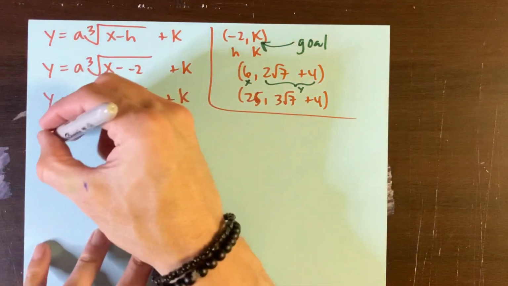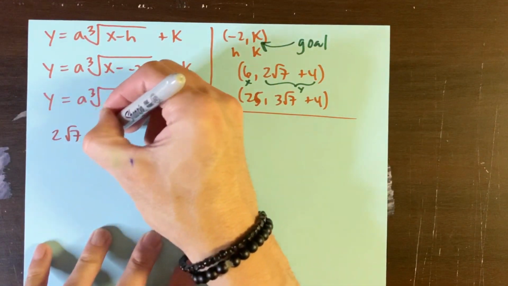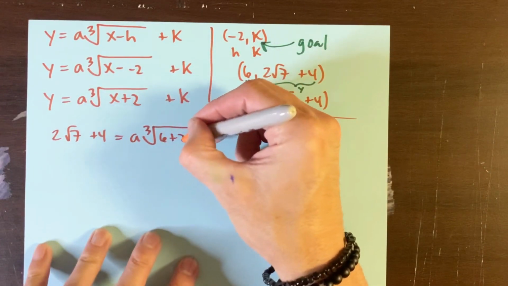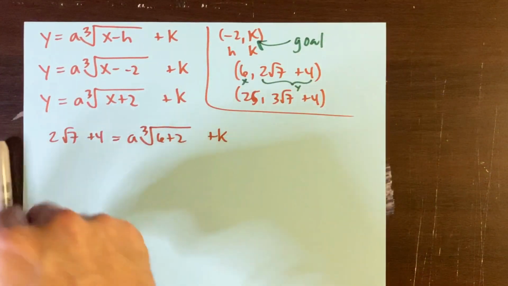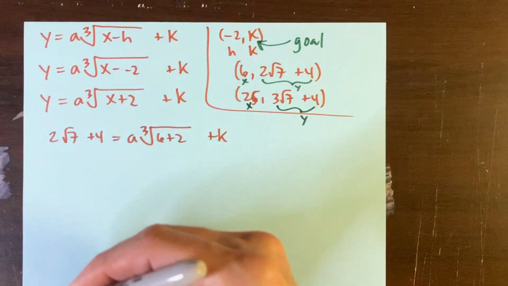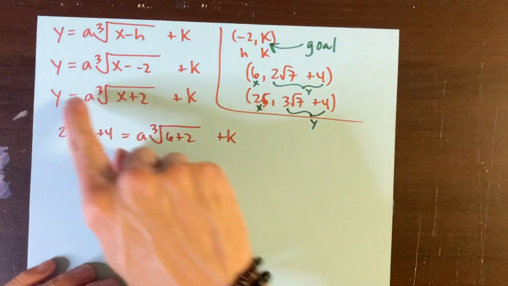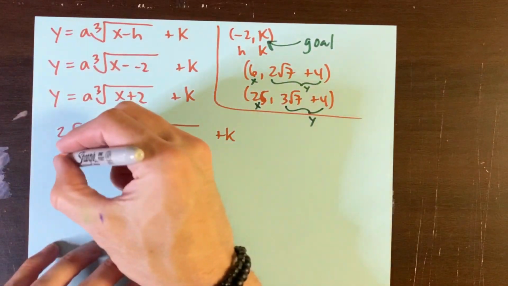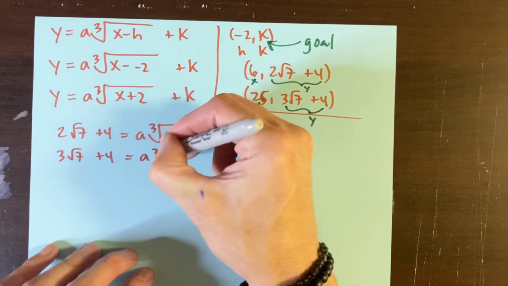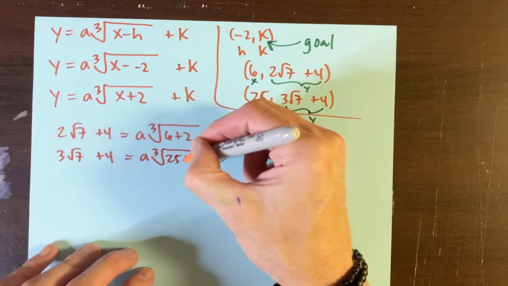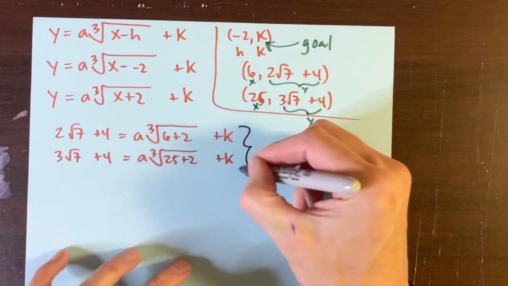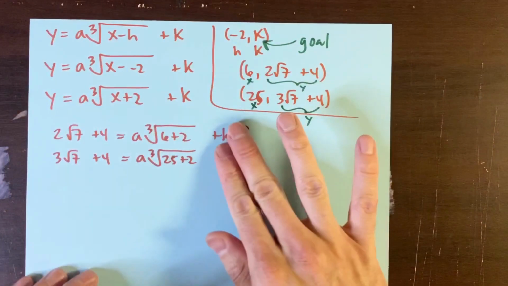So we get 2 square root 7 plus 4 equals a cube root of 6 plus 2 plus k. And you know what? I'm going to do the exact same thing for the other point. And I'm going to plug this into the same equation. So I'm going to get something here underneath it, which kind of looks the same, but it came from a completely different point, right? It came from a different equation. And what I'm going to do is bracket this because I have a system of equations.